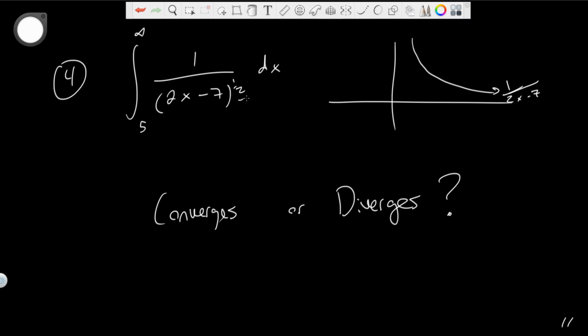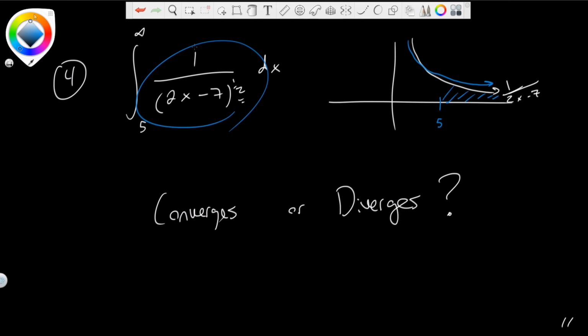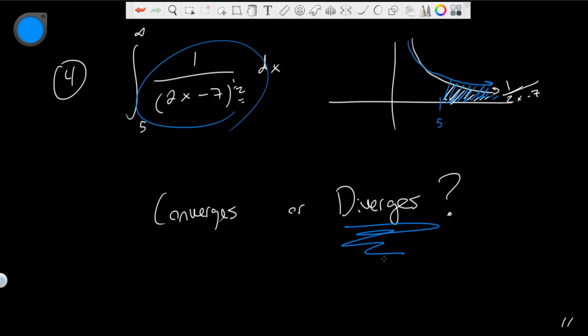And this graph, because of the power being less, is going to be larger than it. So if the white curve here diverges, then the blue curve must also diverge. It is larger than the white curve. If the area under the white curve is infinite, then the area under the blue curve will most definitely also be infinite. This problem diverges.